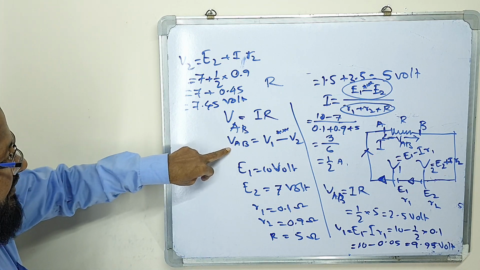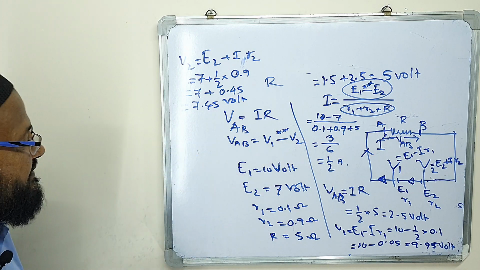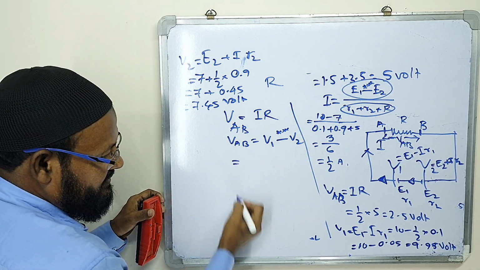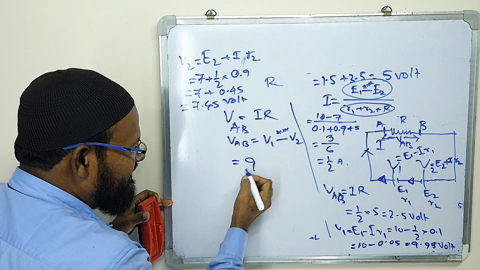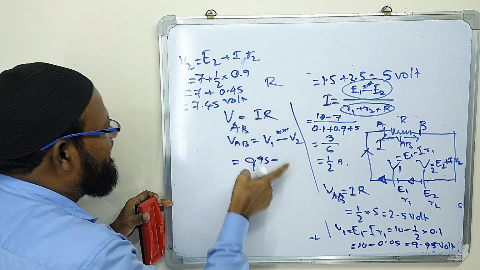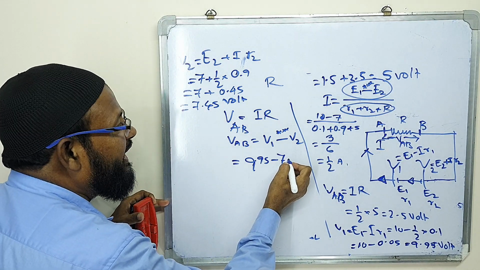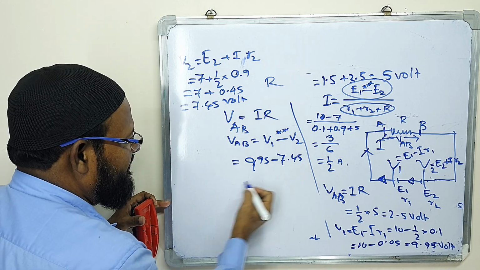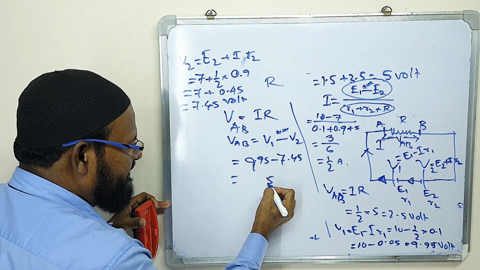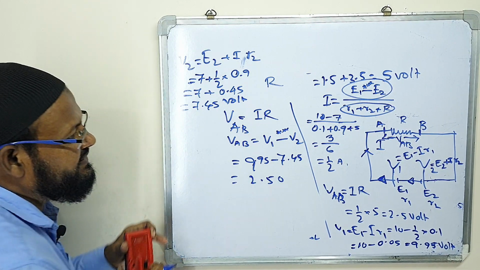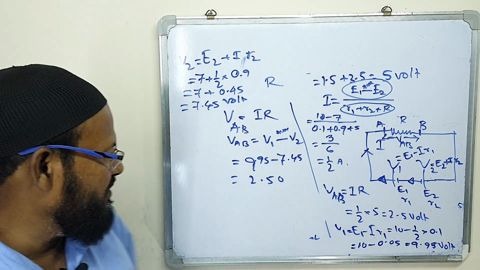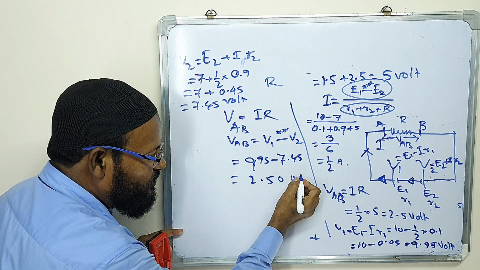Now, please see here. Another formula: VAB equal to V1 minus V2. I am deleting this part. What is V1? This is 9.95 and V2 equal to 7.45. What is the answer? VAB. What is the formula? 2.5 volt and this is also 2.5 volt.